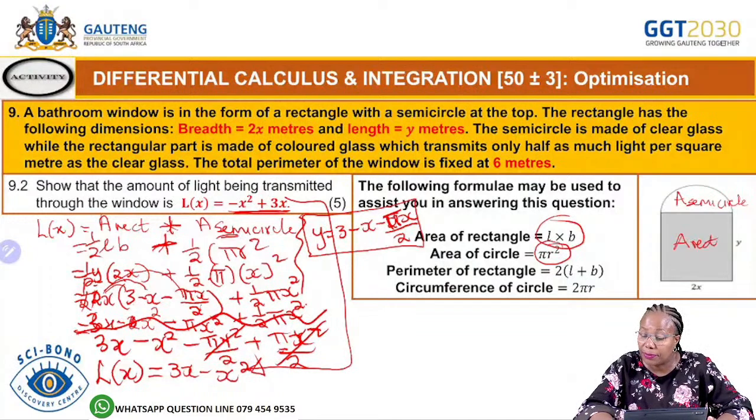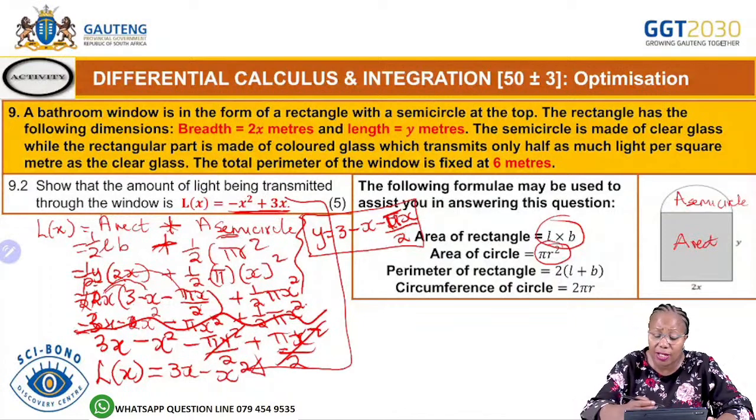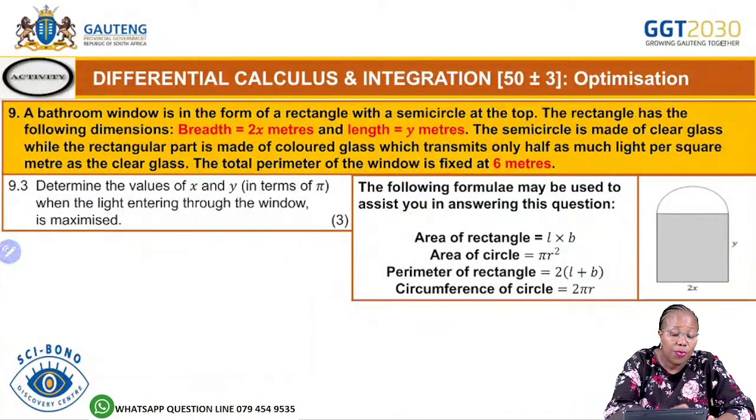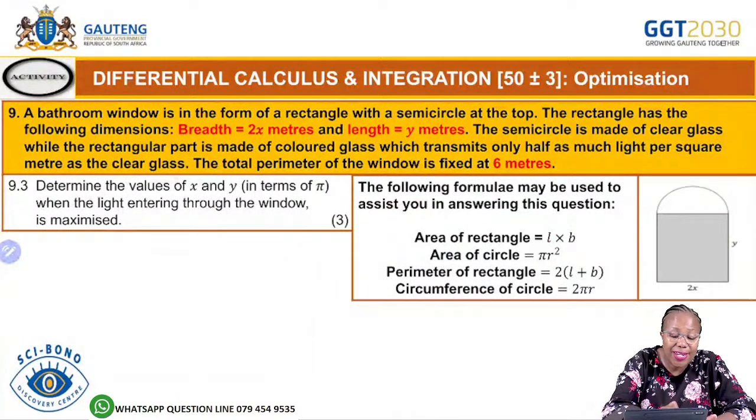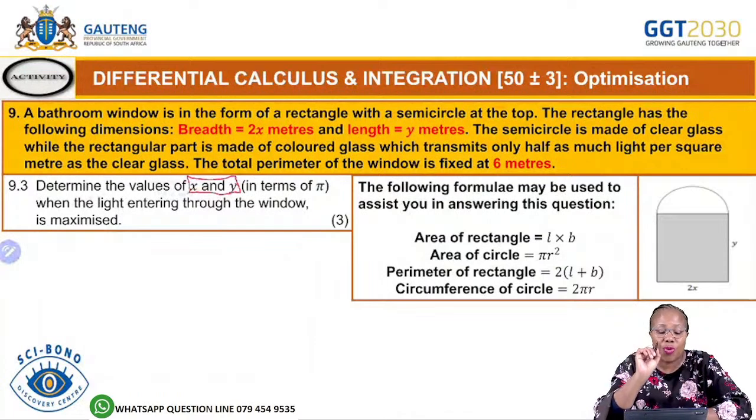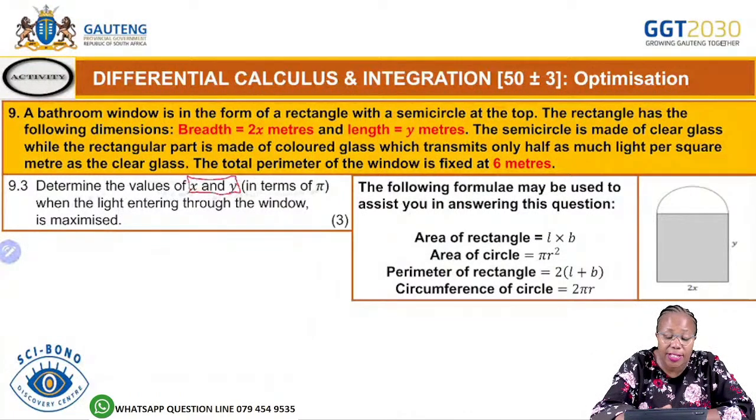All right, and then now moving on to the next question, we have to determine the values of x and y in terms of pi. Now we need x and y only. Not the maximum light that is coming through the window. We need only the value of x and y in terms of pi when the light entering through the window is maximized. Yes, the light is maximized, but we are not looking for the light. We are looking for x and y for the maximum light.